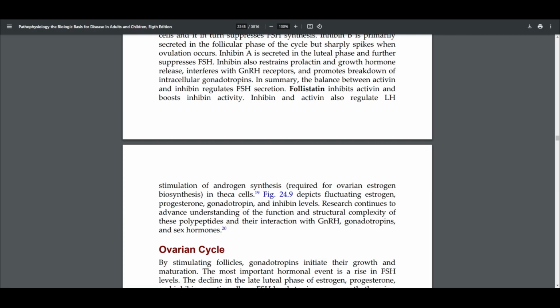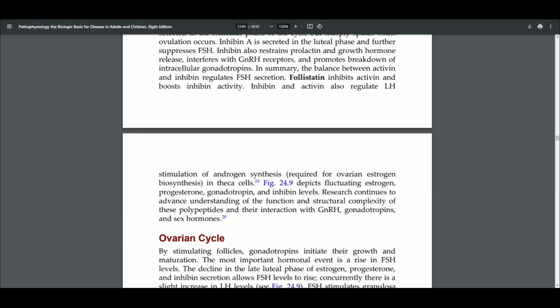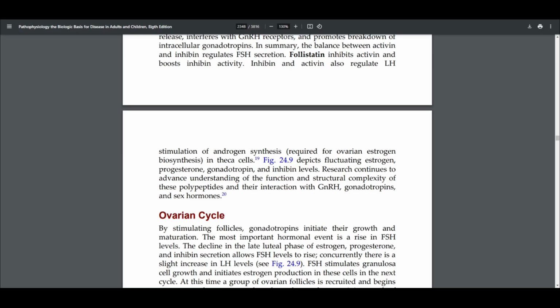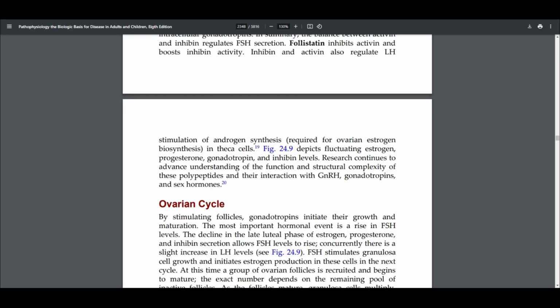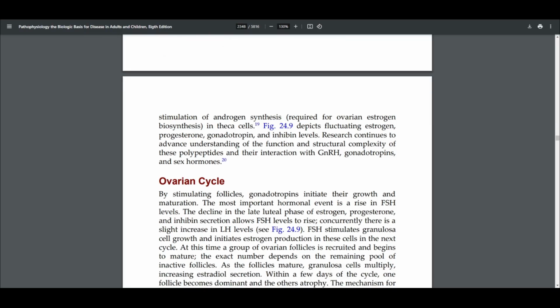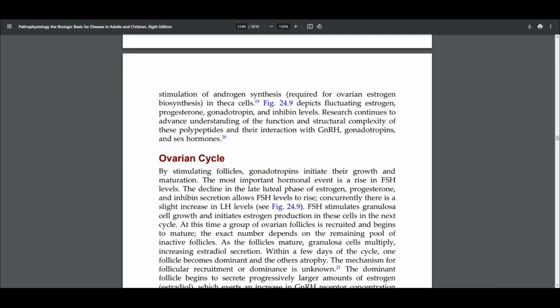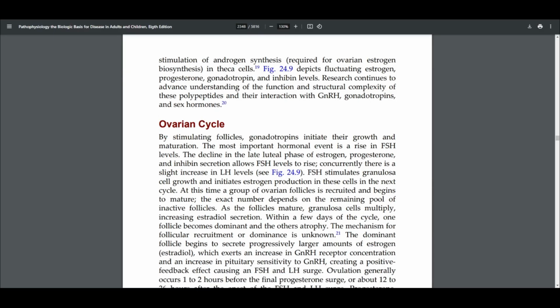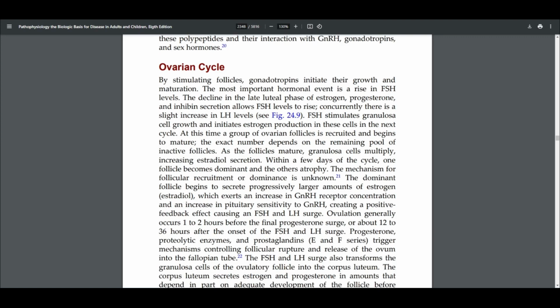The following figure, 24.9, depicts fluctuating estrogen, progesterone, gonadotropin, and inhibin levels. Research continues to advance understanding of the function and structural complexity of these polypeptides and their interaction with GnRH, gonadotropins, and sex hormones. Leading us to our ovarian cycle.